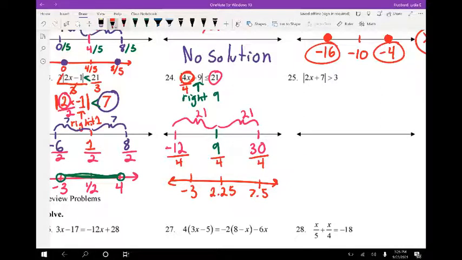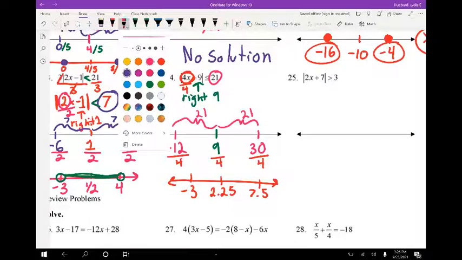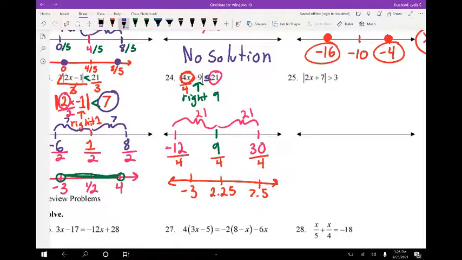So in this case, we have a less than or equal to. Because it is or equal to, we're going to have closed circles at those endpoints. But again, it is less than, so we're looking for something small, something a shorter distance away. So we're going to be drawing in between again.